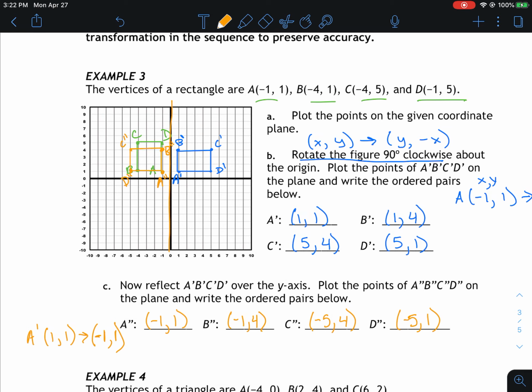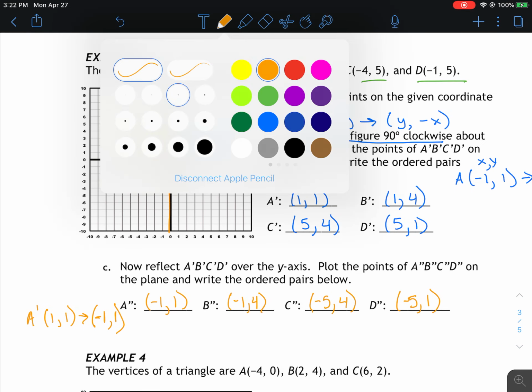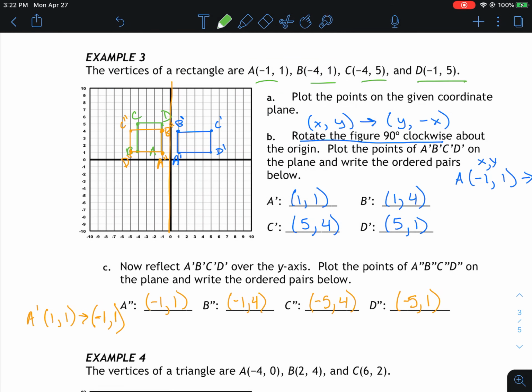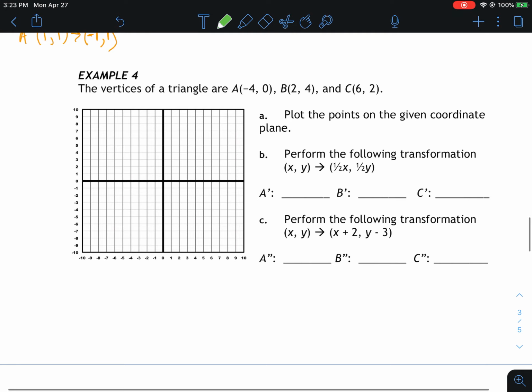I have no idea why it's not giving me a straight line. There we go. So there is our completed multi-transformation. Like I said, I highly encourage you to pause the video. And for example 4, I'm also going to ask you to do that same thing, to pause the video and try doing it on your own.